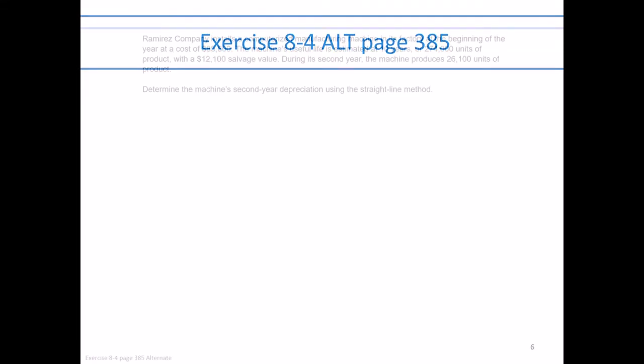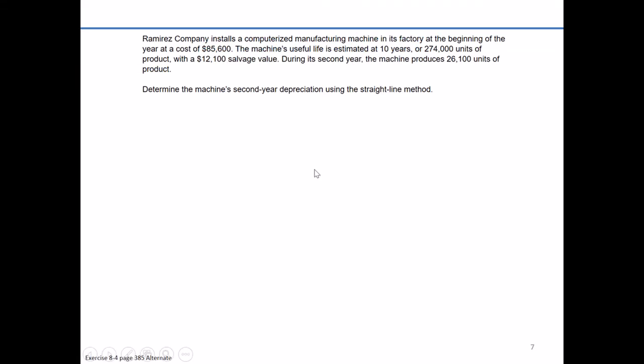In the alternate version of exercise 8-4, we're presented with some information about a manufacturing machine that Ramirez Company uses within its operations, and we're asked to calculate the machine's second-year depreciation, specifically using the straight line method of depreciation.